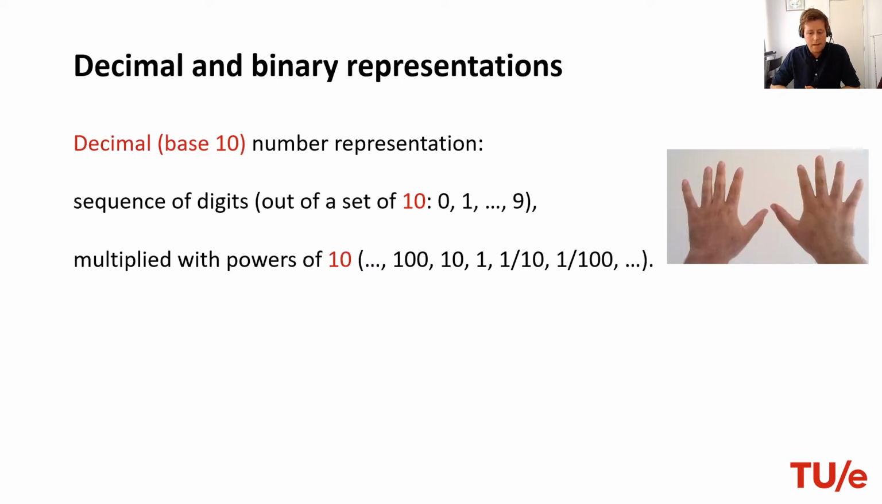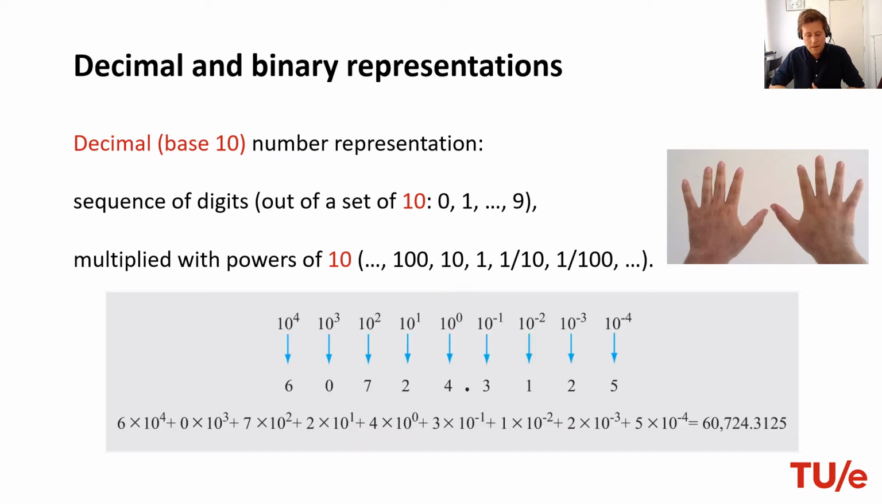So decimal and binary representations. Well, we all know decimal representation because this is the standard way that we deal with numbers in our daily lives. So a number consists of a sequence of digits where these digits consist of one of a set of 10 possible digits from 0 to 9. And based on the position of this digit with respect to the decimal point, we multiply this with powers of 10.